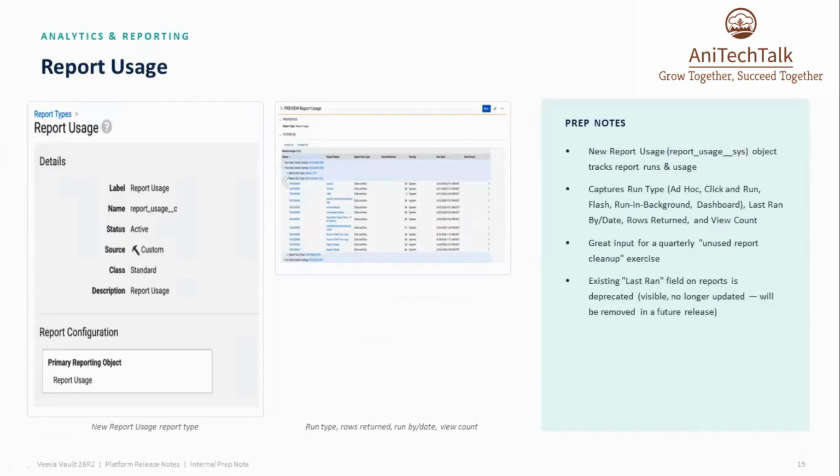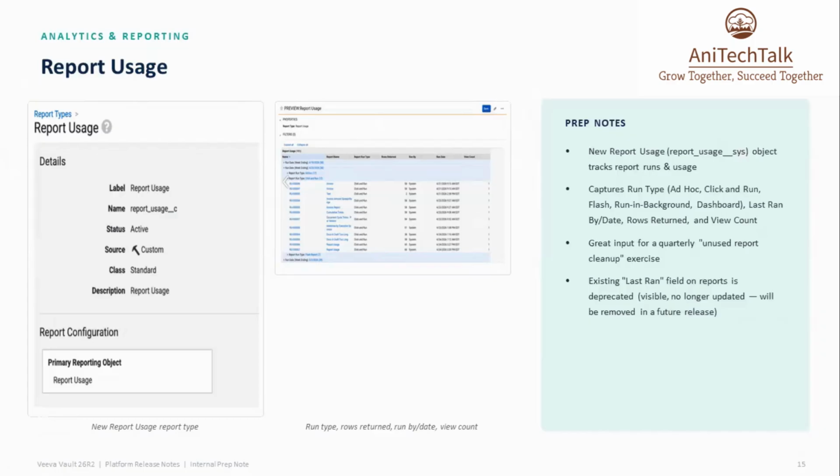All right. Now, report usage. This is a very important topic. With that, you can control and check which reports are used, not used, and which reports are currently used the most. Now, the new report usage object tracks report runs and usage, and captures run type: ad hoc, click and run, flash run, run in background, dashboard. The last run date, when this report last ran, how many rows were returned, what date it last ran, view count, you can get it all, as we now have report usage as a report type, right?